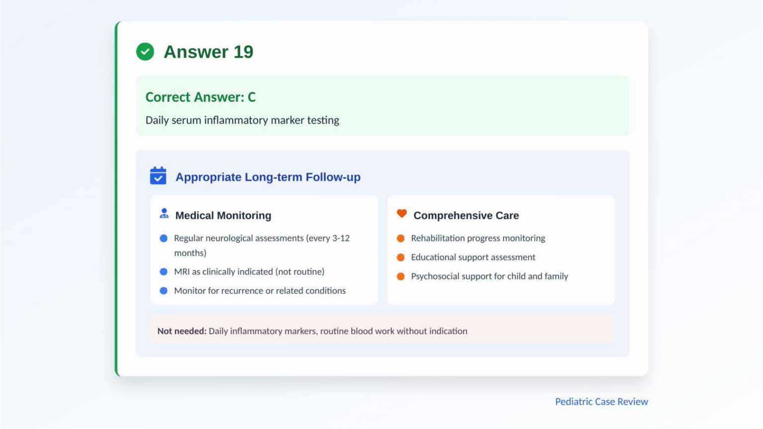Daily serum inflammatory marker testing is not part of long-term follow-up for transverse myelitis. Appropriate follow-up includes regular neurological examinations to monitor recovery and detect new symptoms, MRI studies performed as clinically indicated rather than on a fixed schedule, ongoing assessment of rehabilitation needs, educational and psychosocial support to address school performance and mental health, and monitoring for recurrence or development of related demyelinating conditions. The frequency of follow-up should be individualized based on recovery trajectory and specific patient needs.